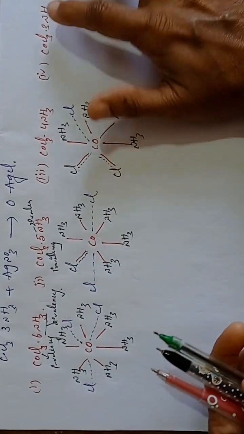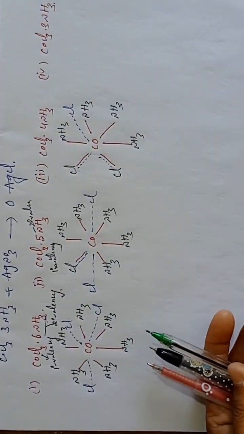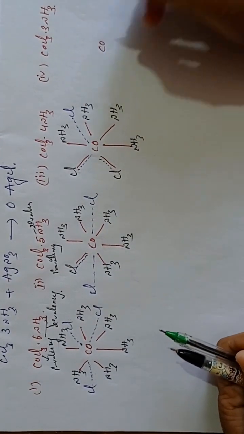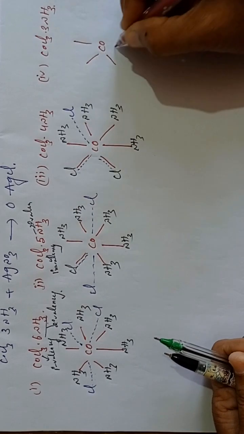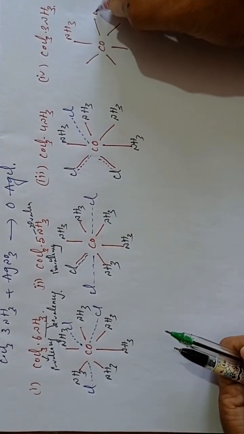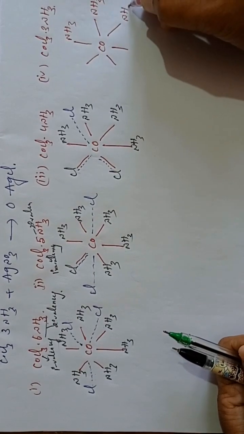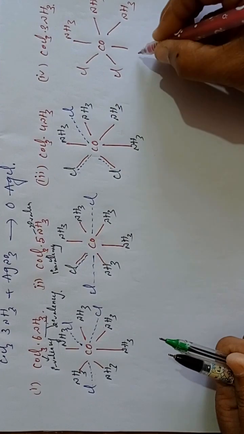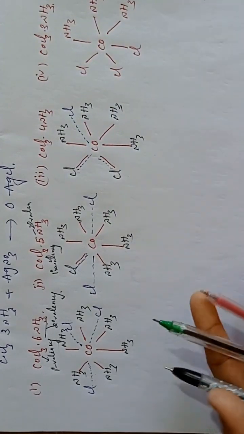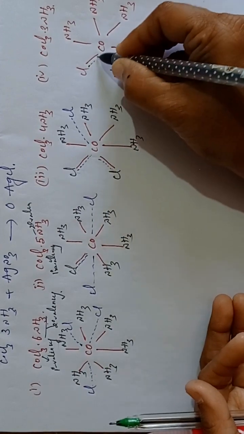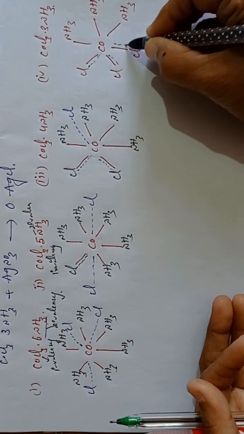And coming to CoCl3·3NH3. In this one, CoCl3 with 3 moles of NH3, I am taking the central metal atom cobalt. 3 ammonias are there: here 1 ammonia, 2 and 3. Now still 3 bonds are there. 3 chlorines are there, and they are acting as a secondary valency as well as a primary valency. Clear this one? Like this.